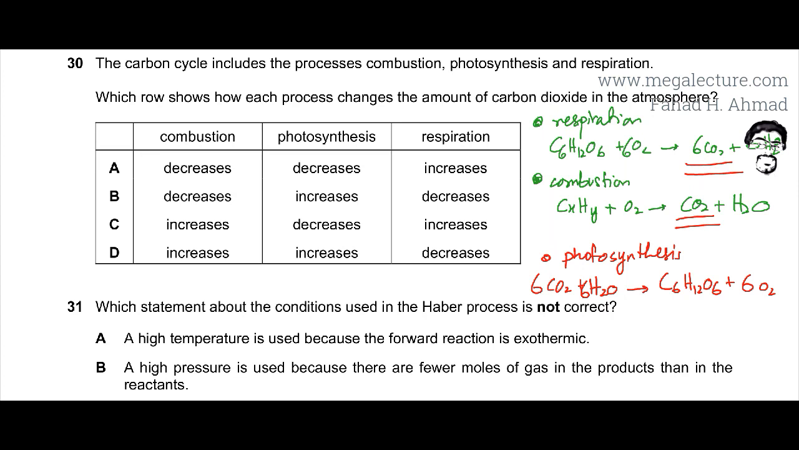So they're going to increase the amount of carbon dioxide. So the question was which row shows how the process changes the amount of carbon dioxide. So we're going to look for respiration and combustion. They're going to increase.